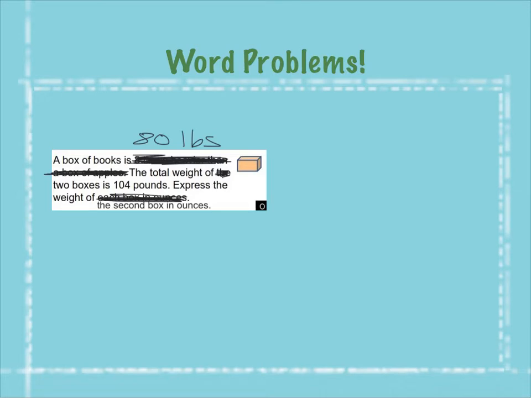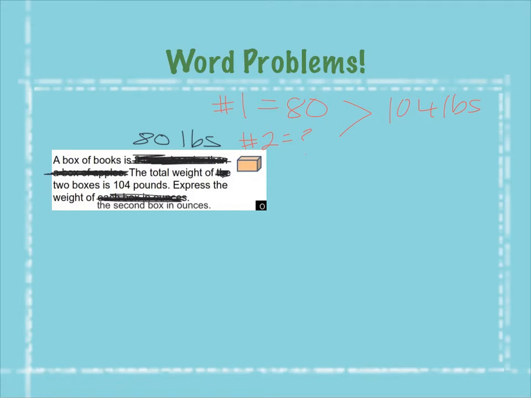Now, I've kind of changed the word problem a little bit because I wanted it to look a little bit different. So this word problem reads, a box of books is 80 pounds. The total weight of 2 boxes is 104 pounds. Express the weight of the second box in ounces. So let's decode this problem together. First of all, I know that 1 box, so we'll call this one box number 1, equals 80 pounds. And I don't know what box number 2 is. But I know that together, they both equal 104 pounds.